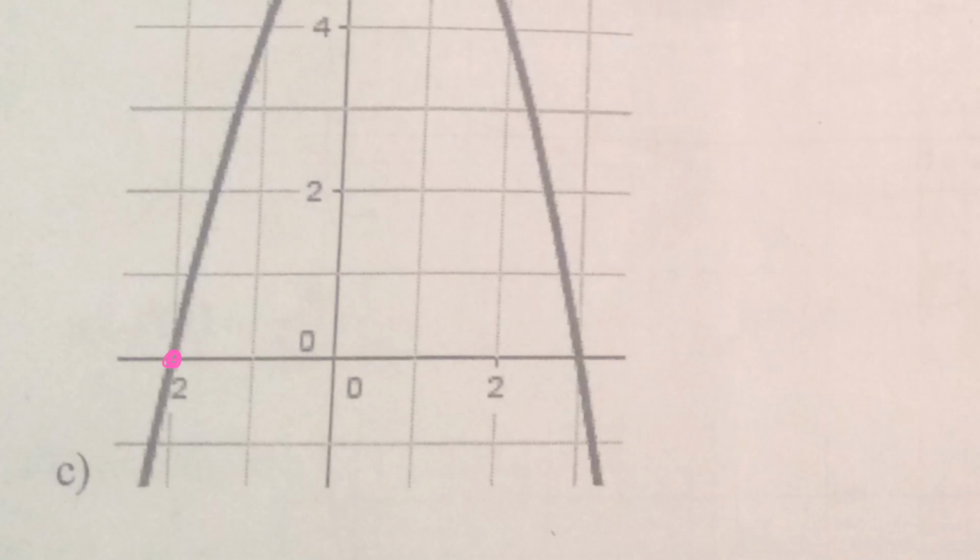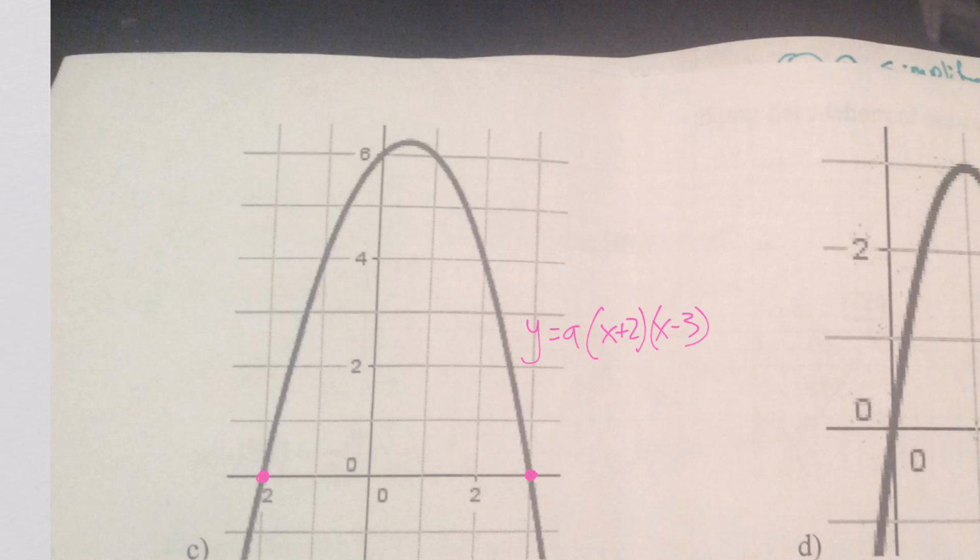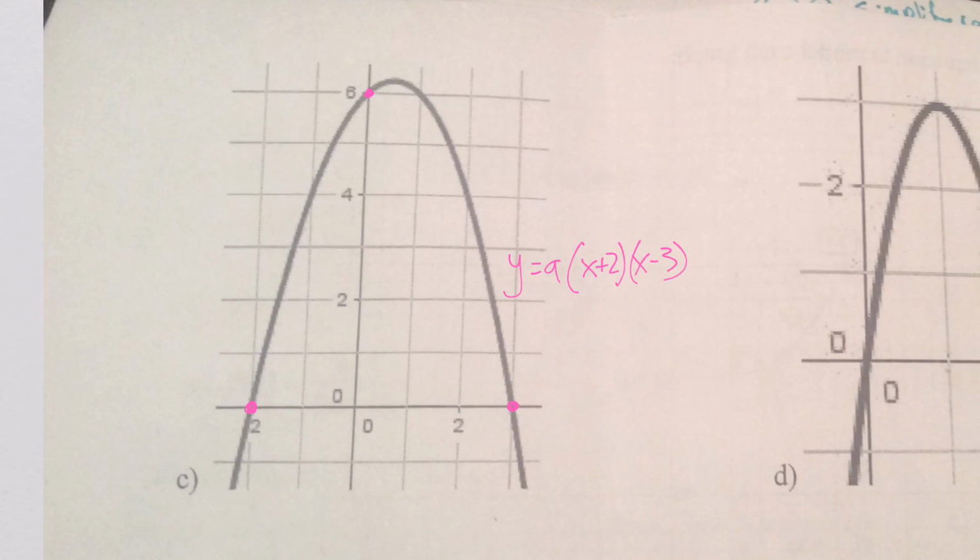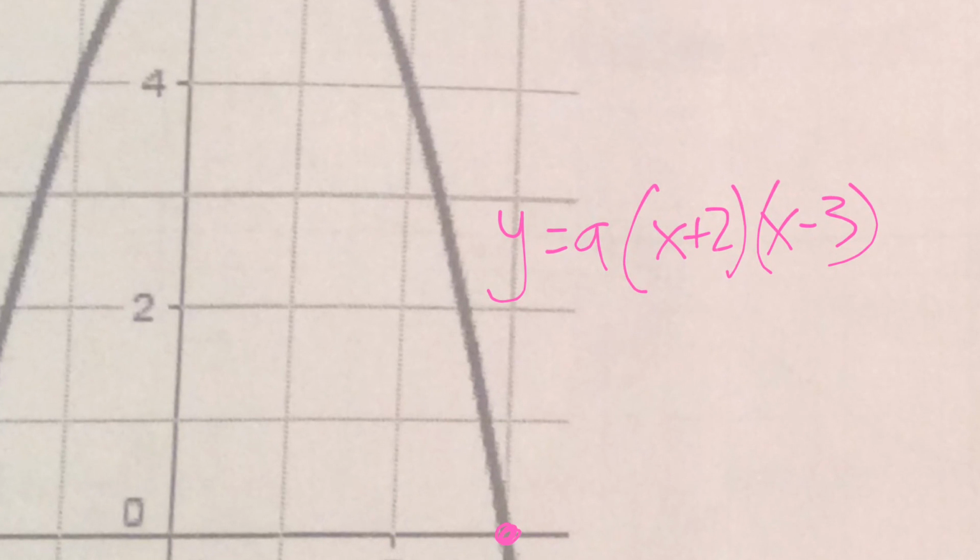There's one at -2. There's one at +3. So I know my equation will be y equals some leading coefficient times x plus 2 times x minus 3. So let's figure out what a is, but let's do it in a clever way. If I look at that, I see I have a y-intercept at (0, 6). So I can plug in 6 for y, and I can plug in 0 for x.